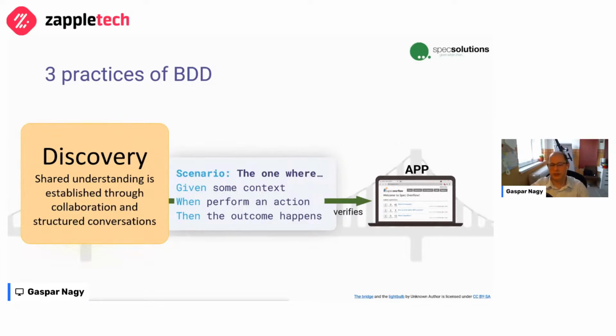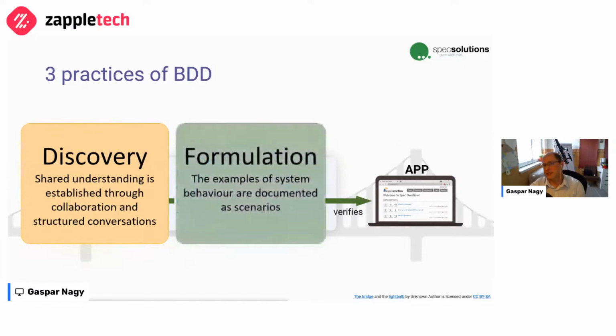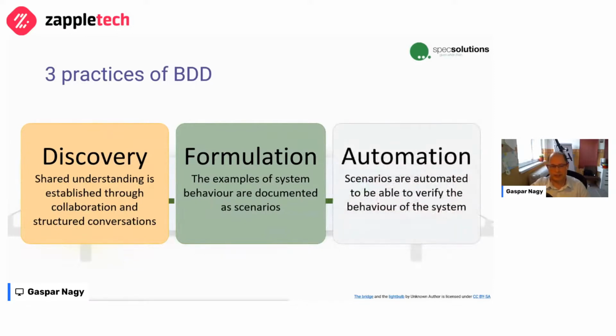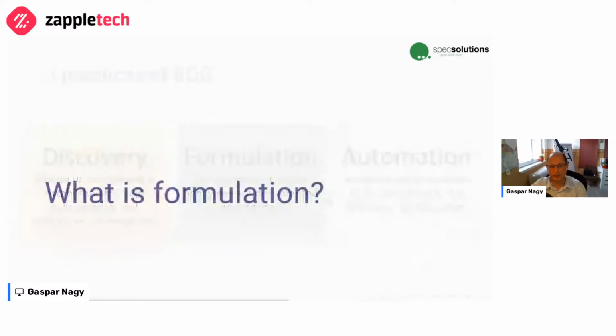Once we have these conversations, once we have discussed the requirements, that's the time when we need to write them down into scenarios. That's what is usually called the formulation practice, basically when we are documenting the results as scenarios. This is going to be the topic of today's talk. And of course, once we have the scenarios, we would like to automate them so that we can verify whether our system is really fulfilling those or not. So that's basically the three key practices of BDD: discovery, formulation, automation. And as I said, today we are going to focus on the formulation practice.